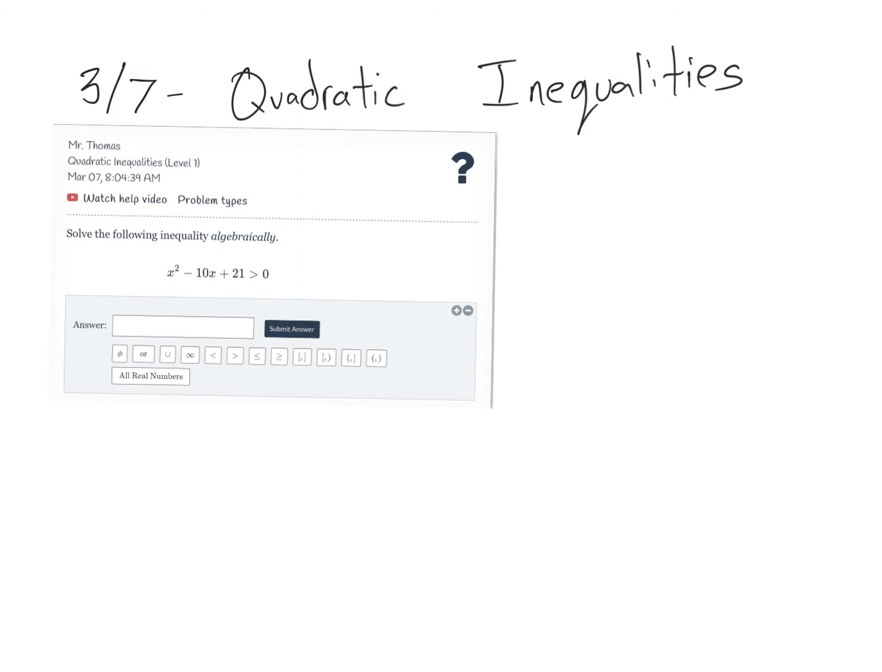Okay. So solve the following inequality algebraically. Notice it's a quadratic, not equation, inequality. It's greater than 0. So pretty much we need to find the values, the solutions for x when, if you plug it into that thing, it's greater than 0. So here, if you follow the steps, you will be good.